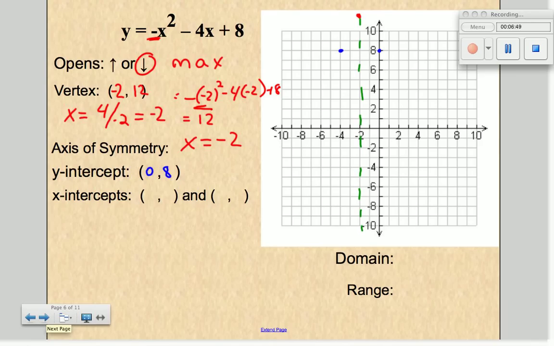And now the x-intercepts. If I tried to do my little diamond problem, I would have negative 8 at the top, because negative 1 times 8 is negative 8, and negative 4 at the bottom. There is not any way that I could get two numbers that multiply to get negative 8 and add to get negative 4. So I am not going to be able to factor this one. So I do have to use the quadratic formula.